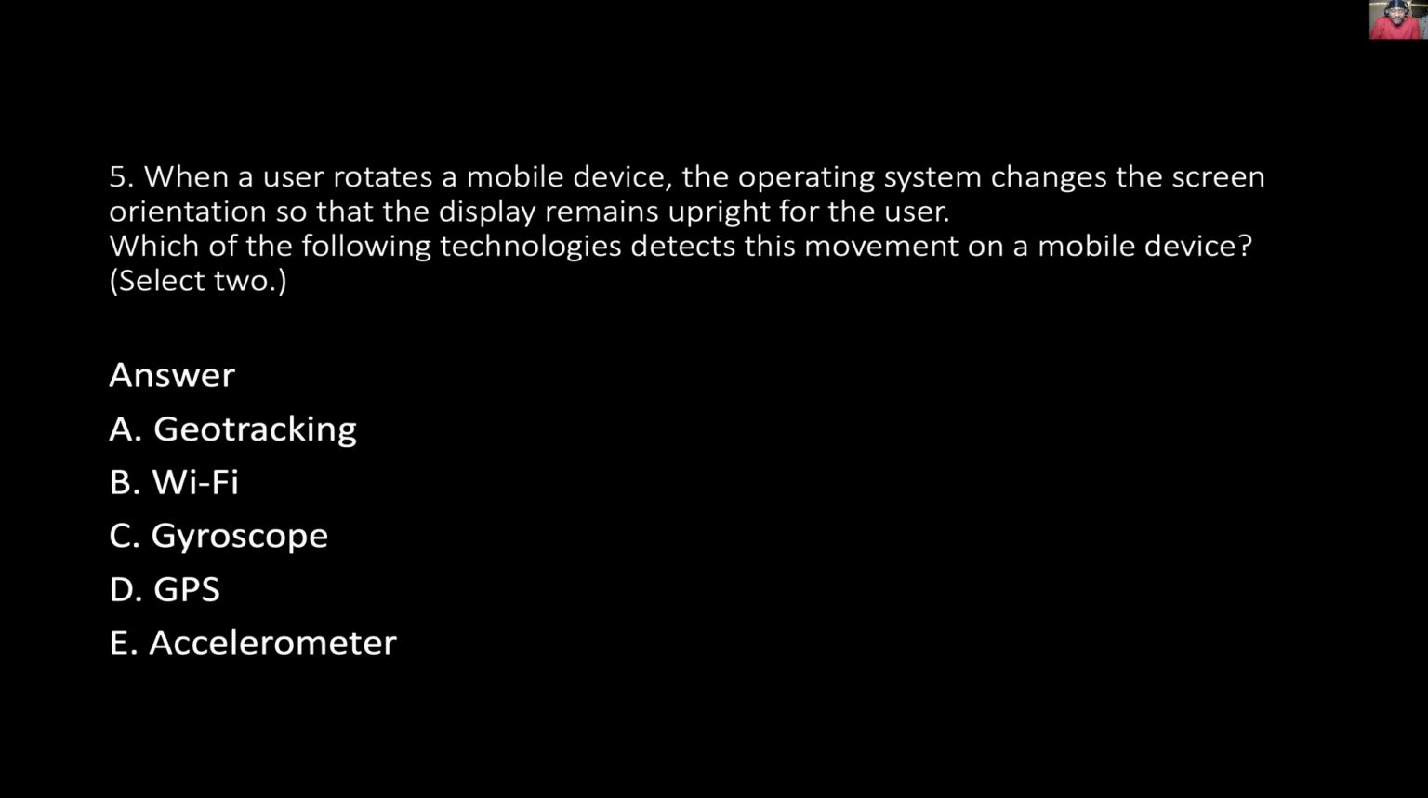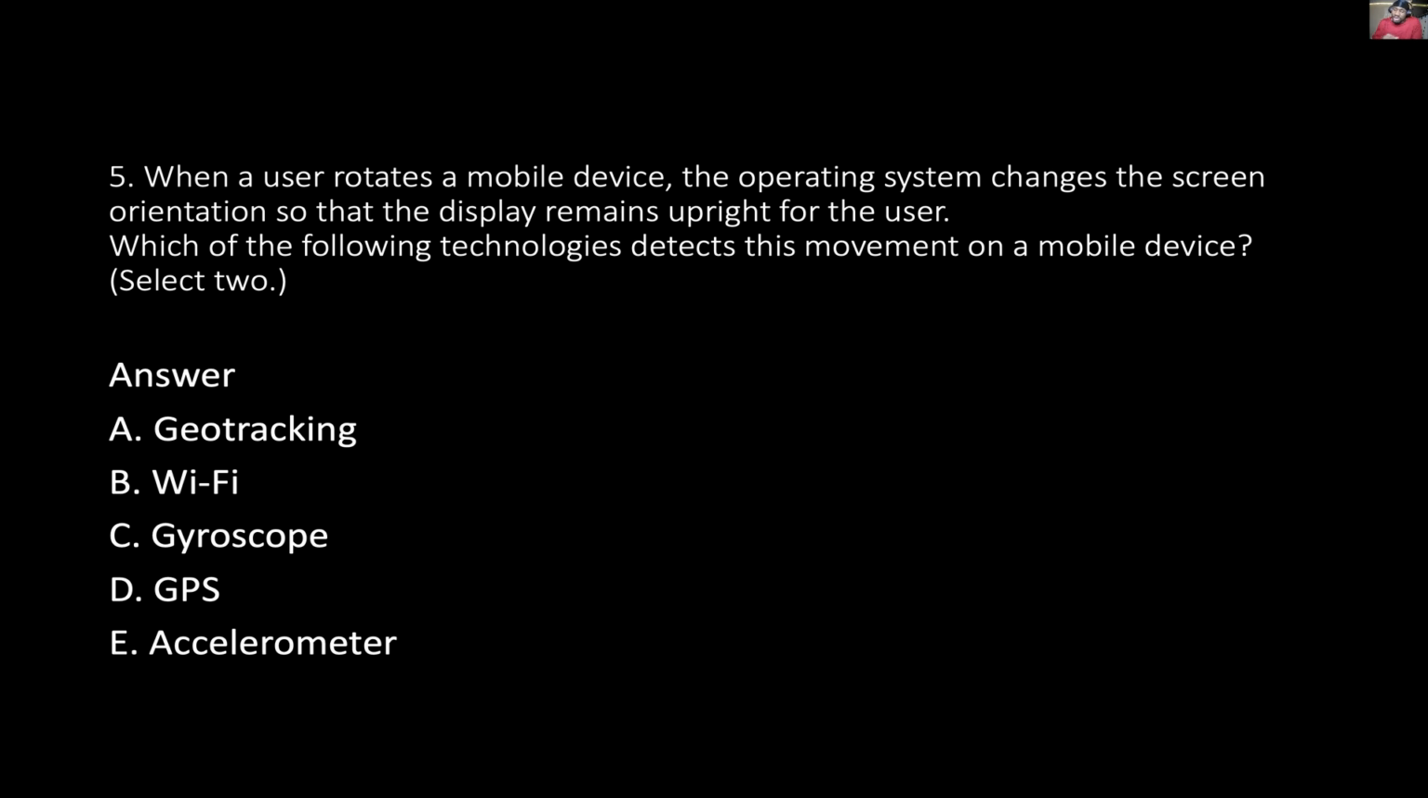E, accelerometer. I like that word though. What's the answer? A, geo tracking. You think it's A? Geo tracking? No. They use geo tracking for getting precise location, but that can be Wi-Fi. No.